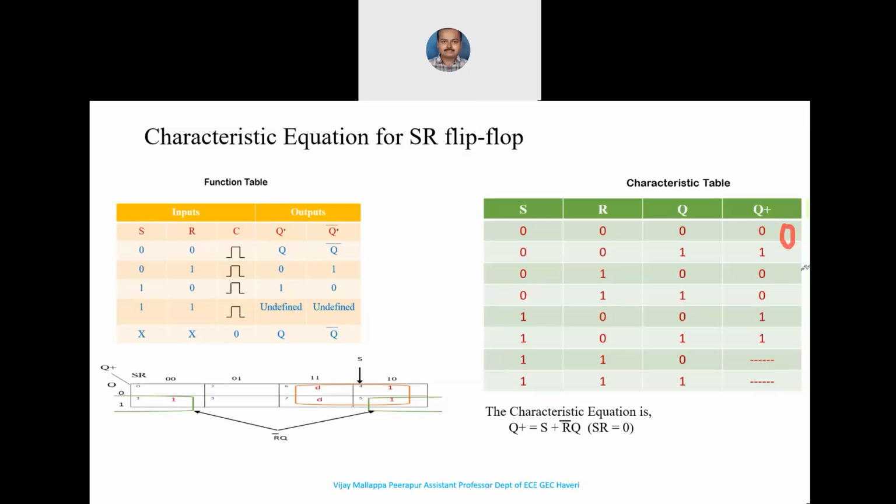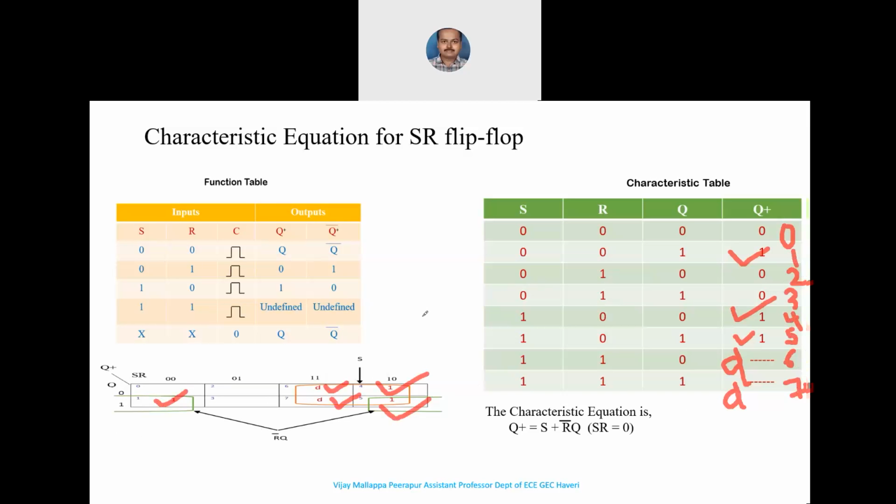This is 0, 1, 2, 3, 4, 5, 6 and 7. Cells 6 and 7 are don't care terms, right? Accordingly, we have written it here. This is 1, this is 1 and 4. So in the decimal cells, 1, 4 and 5 are 1, and 6 and 7 are don't care.